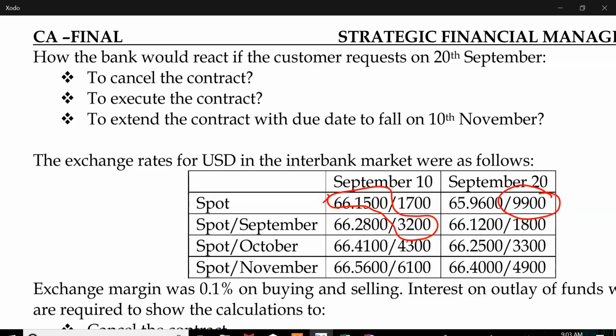Scenario 3, extension of contract. The customer has to pay cancellation charges of rupees 55,887.